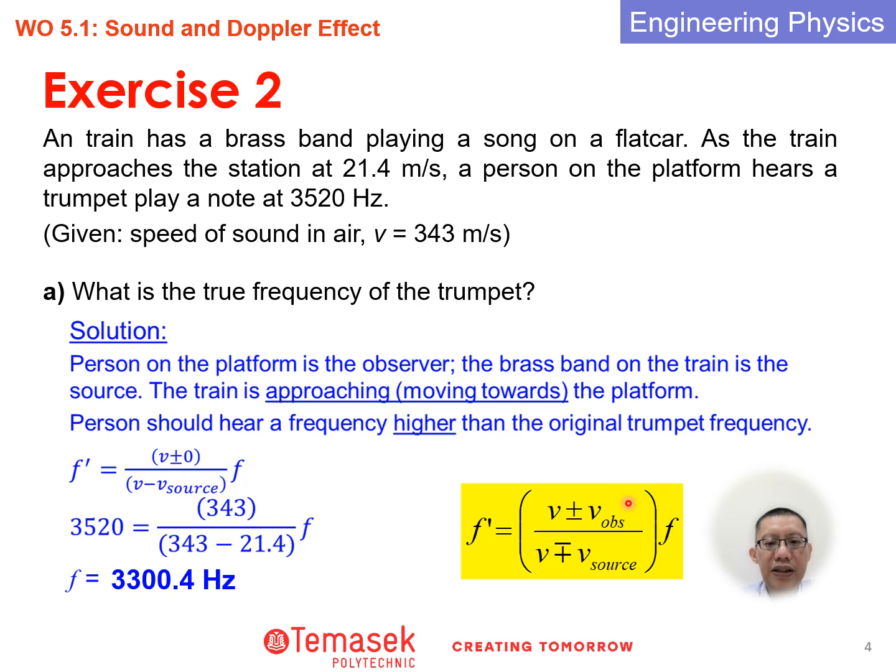Now, V obs, which is the speed of the observer, is 0 meters per second, as the person is at rest and not moving. V source is a negative 21.4 meters per second, as the train is approaching and moving towards the observer who is on the platform. Using the Doppler effect equation, substituting what we know, and upon solving, we determine that the true frequency is 3,300.4 Hz.